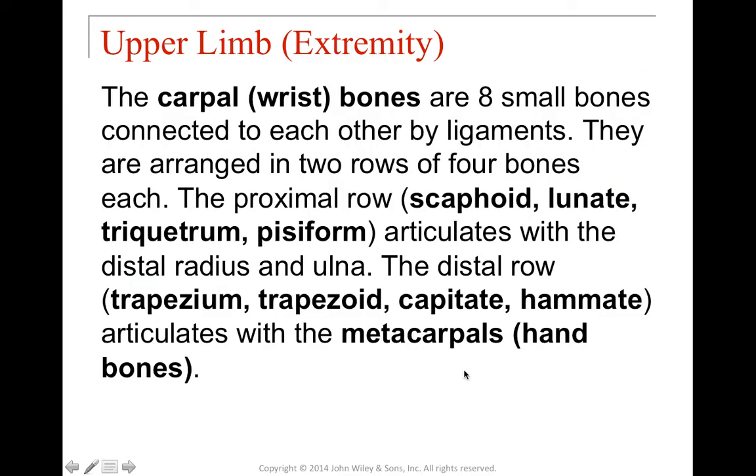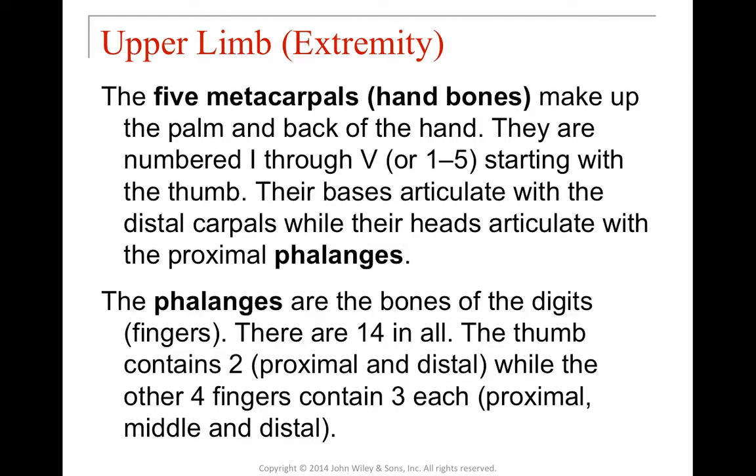All right, so the wrist bones are called the carpal bones. You may have heard of carpal tunnel syndrome. There are 8 small bones that are connected by multiple ligaments and are arranged in 2 rows of 4. The proximal row includes the scaphoid, the lunate, the triquetrium, and the pisiform, and that articulates with the distal radius and with the ulna. And the distal row, which is going to articulate with the metacarpals, is the trapezium, the trapezoid, the capitate, and the hamate. And when I say metacarpals, I just mean that next series of hand bones that are between the wrist bones and the phalanges.